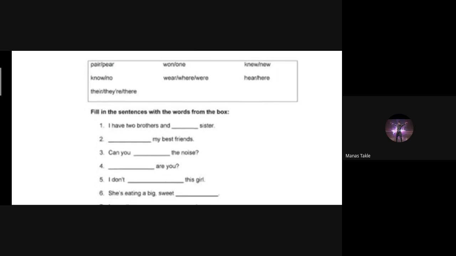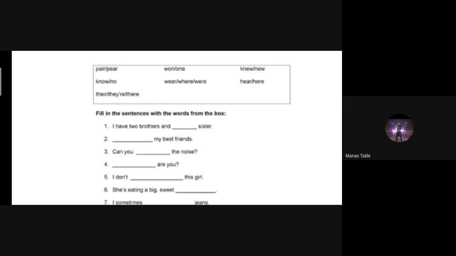I don't dash this girl. K-N-O-W, no, I don't know this girl. Yes. No, it will be no as it is don't, na? Didn't hota to it will be new, right? She's eating a big sweet dash. She is eating a big sweet dash. Yes.